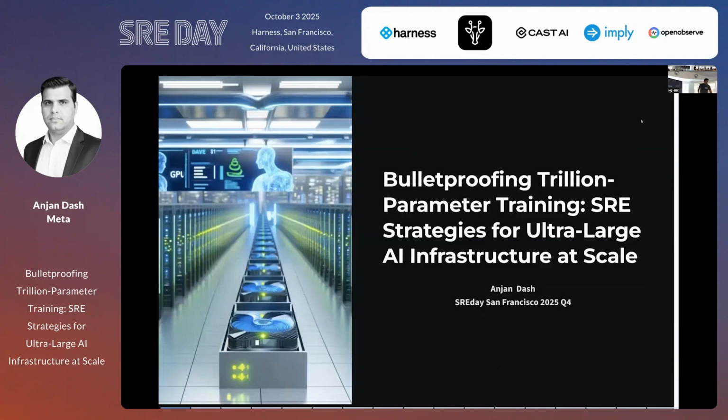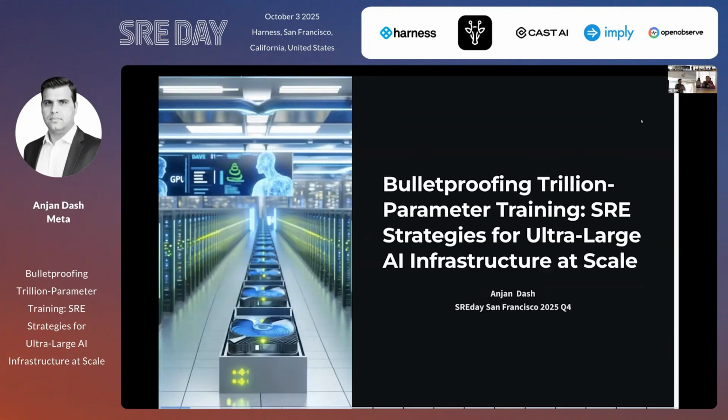So the agenda of today's session is to find out what the SRE strategies are for these training workloads. We have large scale model training happening, and how big are these models? These models are 1 trillion parameters big. So when we are training these models, what kind of SRE challenges will you face and how do we deal with that? It will be very high level, so we'll go right from the basics.